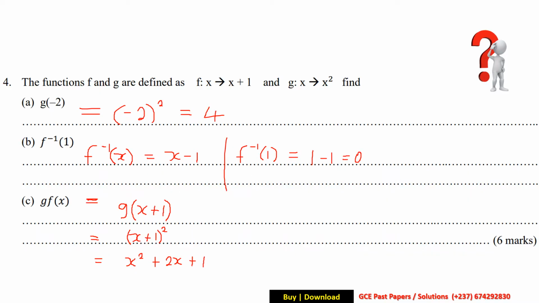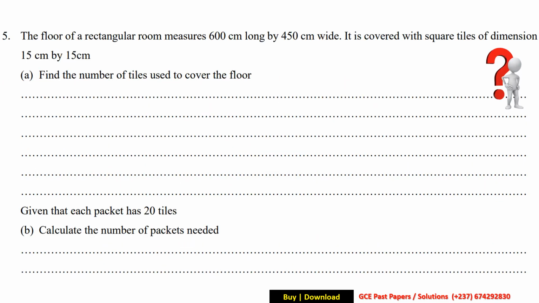Now question 5 reads: the floor of a rectangular room measures 600 centimeters by 450 centimeters wide. That's the length by the width. It is covered with square tiles of dimensions 15 centimeters by 15 centimeters. Find the number of tiles used to cover this floor.